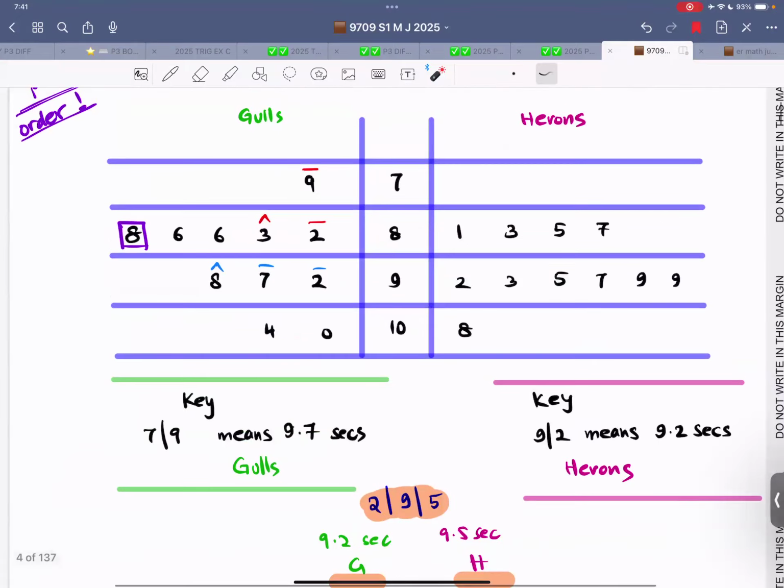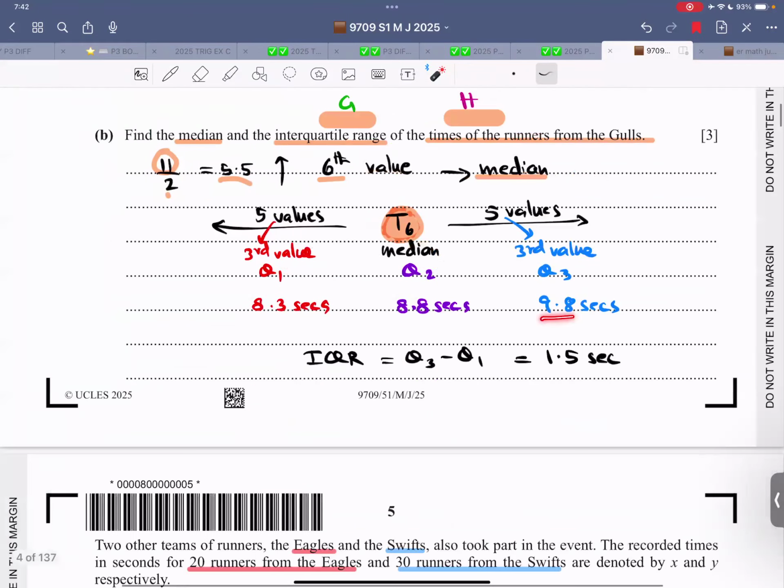And then you write 1, 2, 3, 4, 5, 6. So 8/8, that is 8.8, that's the median. Out of the 5 smaller ones, 3/8, which means 8.3, that's the lower quartile. Out of the 5 bigger ones, pick the middle one, 8/9, that is 9.8, that is the upper quartile.